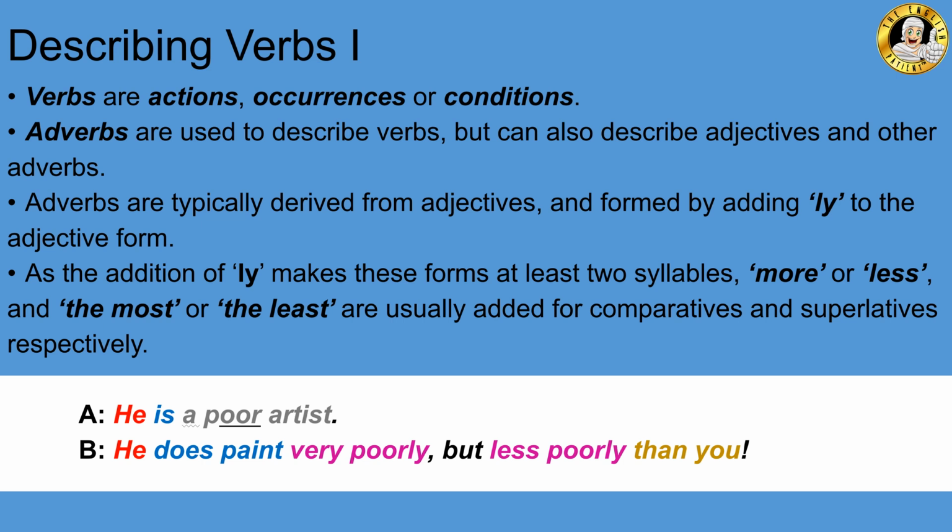I've just taken the word poor as an adjective, as its lexeme, and I've added ly to the end of this base word to change it into the adverb. But less poorly than you. So notice I'm now using less as an adverb to describe poorly in order to compare it with somebody else. Less poorly than you. So once again, we can use more or less and the most or the least to create the comparative or superlative forms of these adverbs.